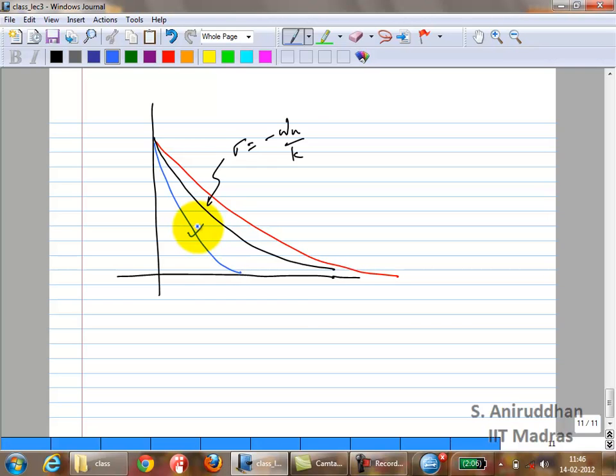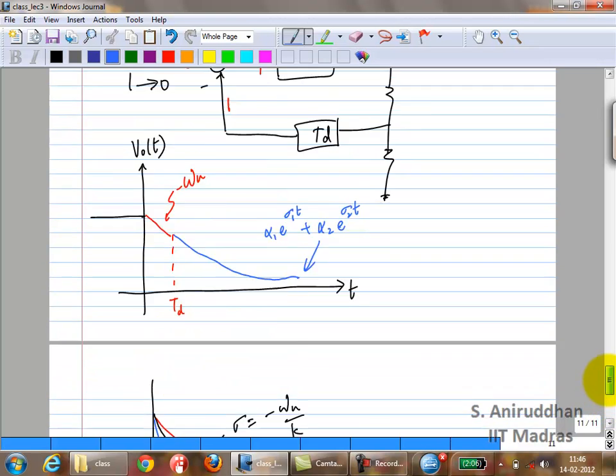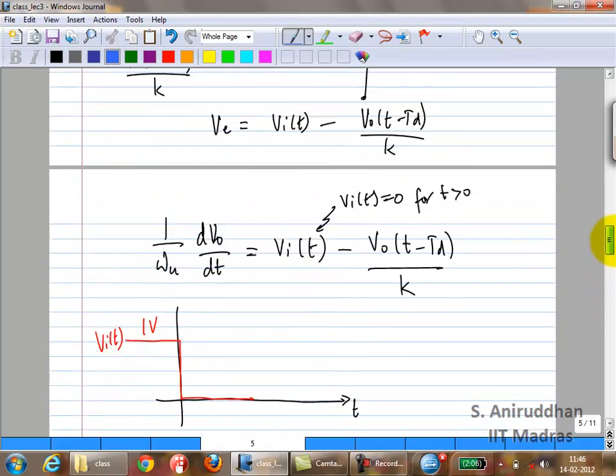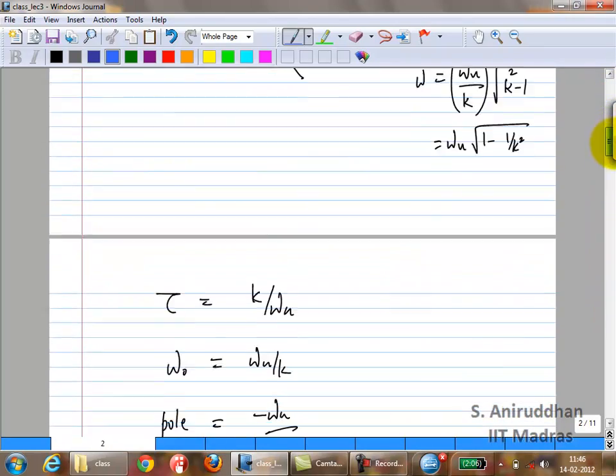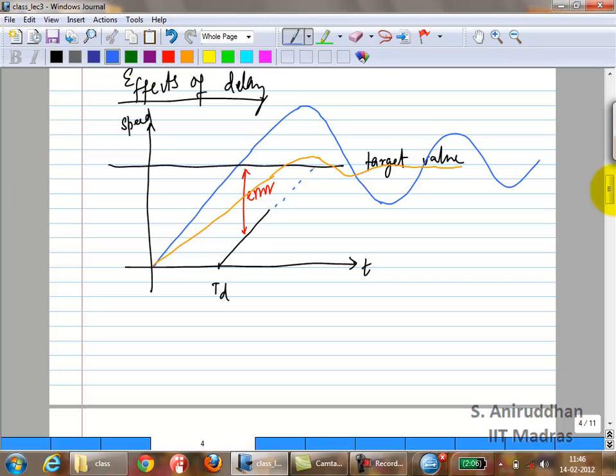Sorry? Okay, we'll come to that. We'll find out what you need for overshoot and we'll slowly see. What will happen is, we are still dealing with a case which looks something like this.